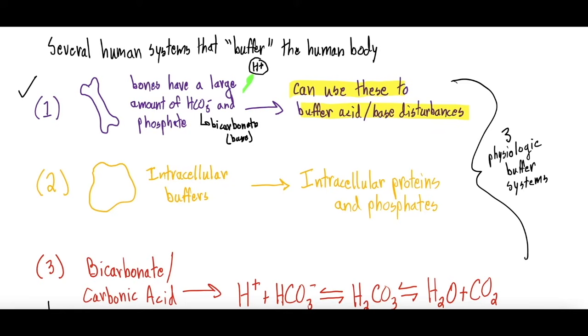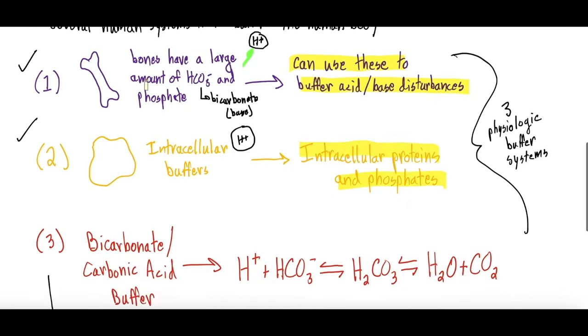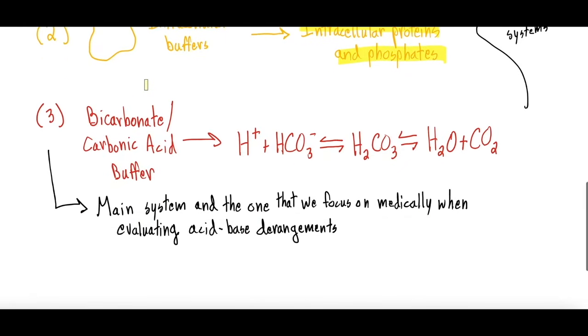In addition to that, there's intracellular buffers. Inside human cells, there's proteins, phosphates, all sorts of ions, which are charged particles that can grab onto those hydrogen ions and get rid of them so that your blood pH remains normal. That's intracellular proteins, phosphates, all sorts of stuff. The last and the main one is the bicarbonate carbonic acid buffer system.